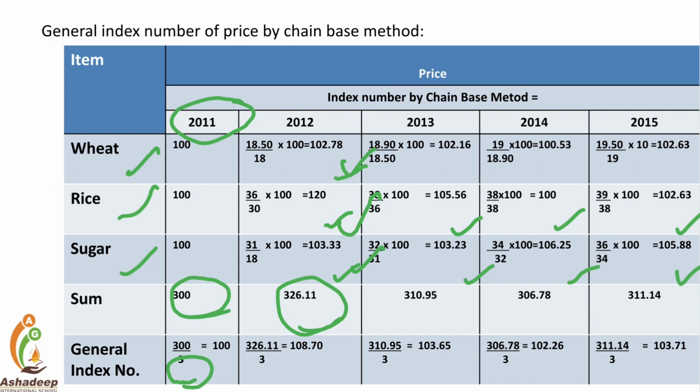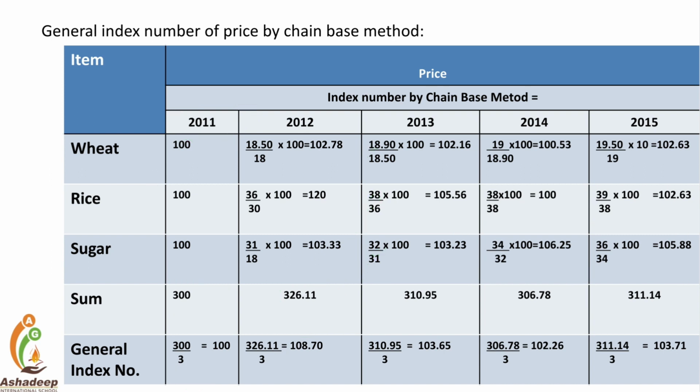Now, to find the general index number, we have to divide this 326.11 by the number of items, and that is 3. So what we are finding is the value of the general index number for the year 2012 for the three different items, wheat, rice and sugar, and that is 108.70. Now you are getting the idea of how we can find the general index number?